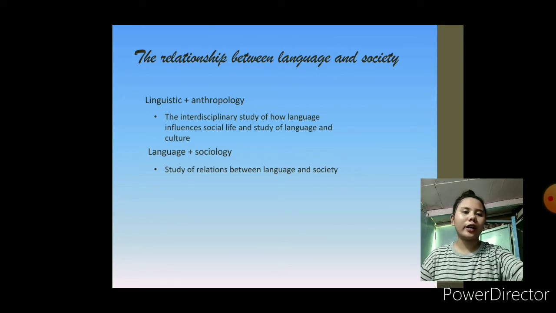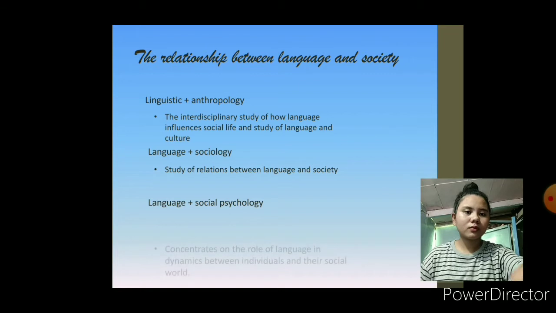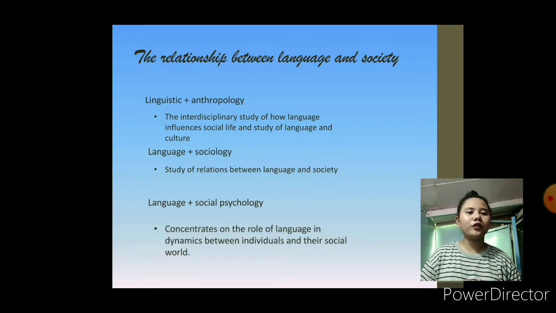The third one is language and social psychology. It concentrates on the role of language in dynamics between individuals and their social world. Language can affect and be affected by both psychological and social variables. It deals with how language affects the personality, behavior, and attitude of the individual that is being influenced by social groups.